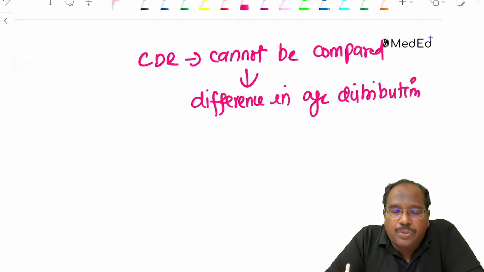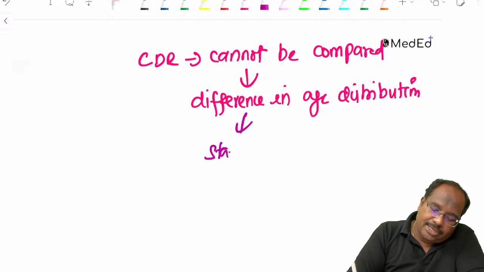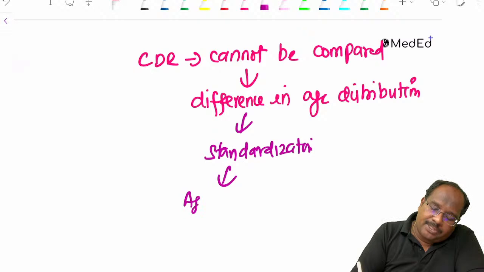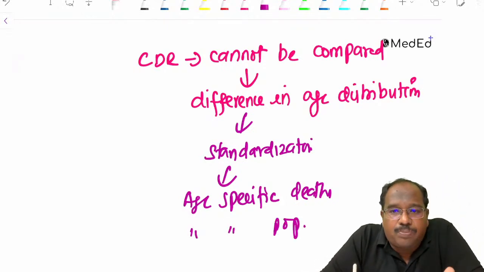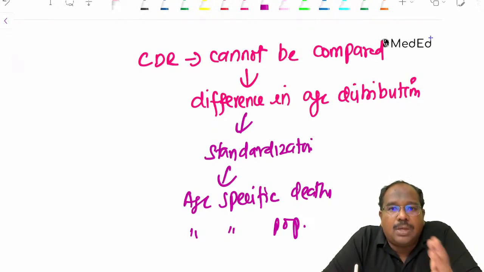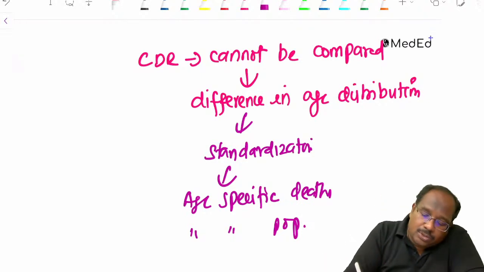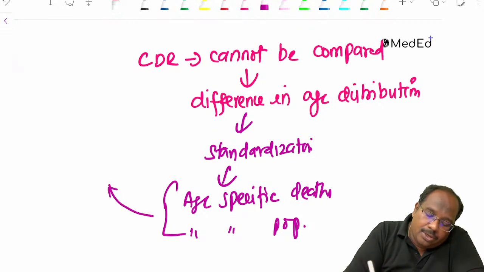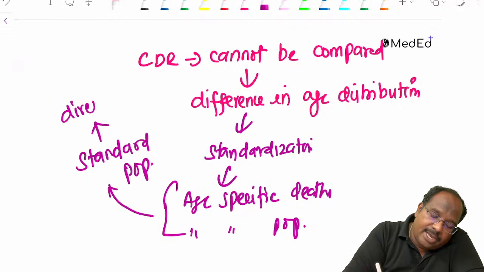If you want to compare, what should you do? You can use standardization, a technique. You take the age-specific deaths and age-specific population, the age-wise deaths and age-wise population. Suppose you have 10 to 20 years: what is the population, what is the death? 20 to 30 years: what is the population, what is the death? If this is available, you put it in the standard population. This is called direct standardization.